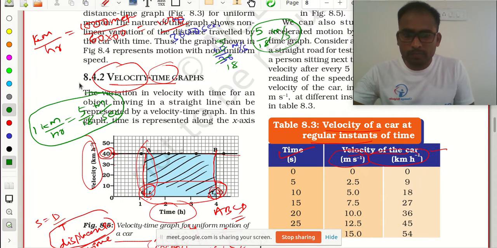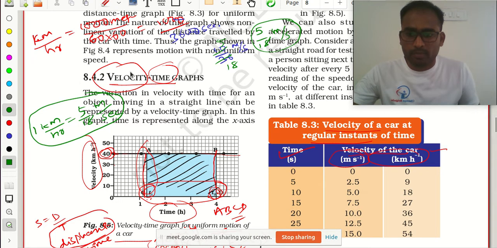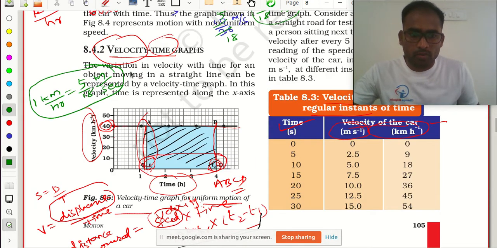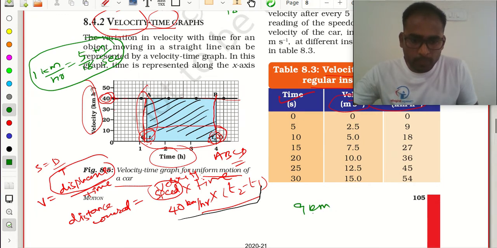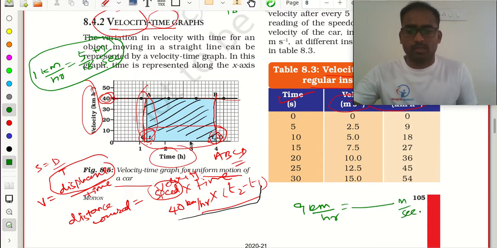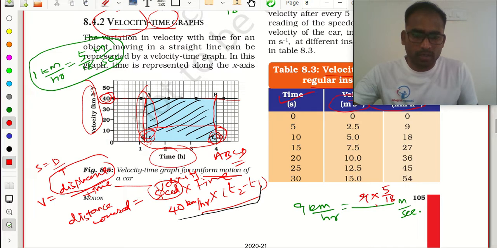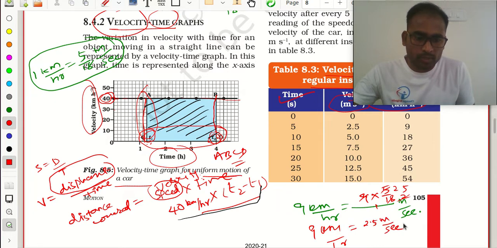Now I will tell you, you please convert this 9 kilometer per hour into meter per second. Just convert 9 kilometer per hour to meter per second. How much? I will calculate. Simple. 9 multiplied by 5 by 18. So 9 1s are 9, 9 2s are 18, so 2.5. So 9 kilometer per hour is equal to 2.5 meter per second. Understood?